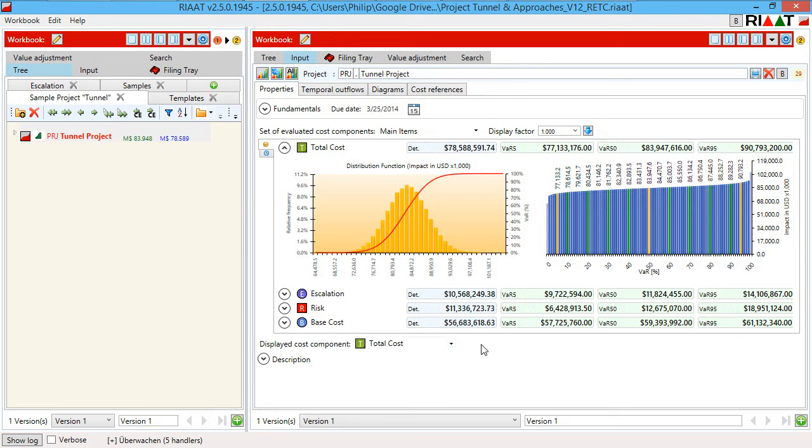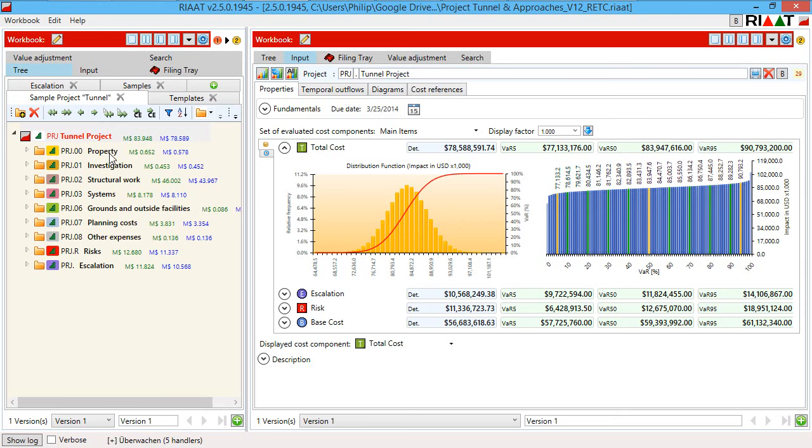The left one is the distribution function, and the right one, the blue one, actually carries the same information like the left one. The advantage is we can read our probability values straight. For example, if you look at P80, we'll find $87.4 million. This information is available throughout the whole project.